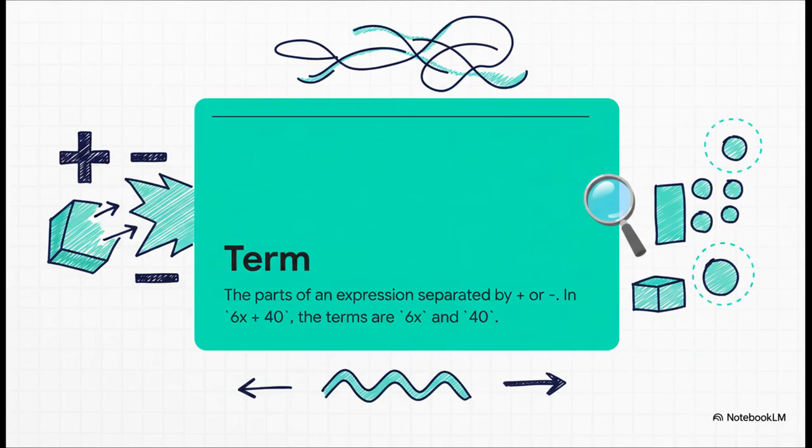First up, we have terms. Terms are just the different chunks of the expression that are being added or subtracted. Think of them as the building blocks. So, in 6x plus 40, we've got two terms. The 6x is one term, and the 40 is the second term. Simple as that.